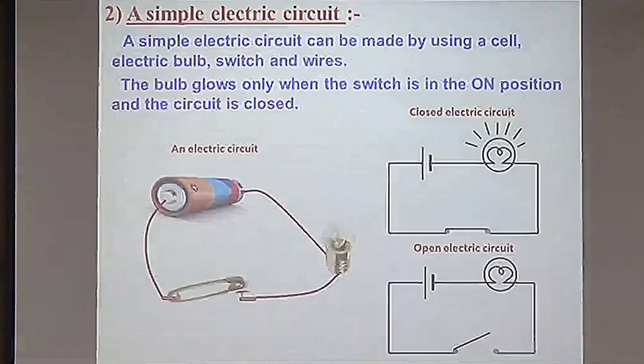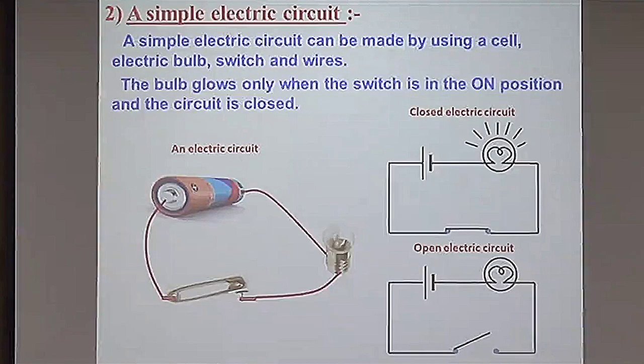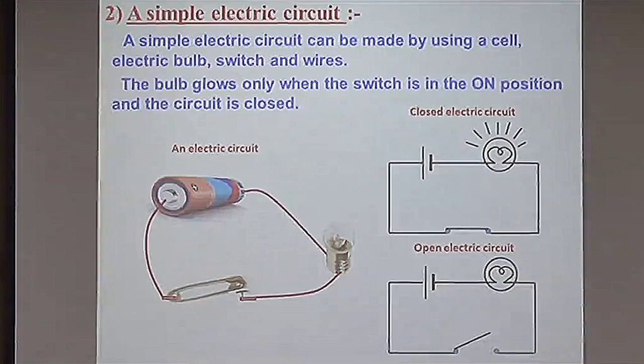Moving on, how do we draw a simple electric circuit? Here we take electric components and we attach those electric components with wires and we obtain a simple electric circuit. A simple electric circuit can be made using a cell, electric bulb, switch and wires. The bulb glows only when the switch is in on position and the circuit is closed. So this is how we see a simple electric circuit.